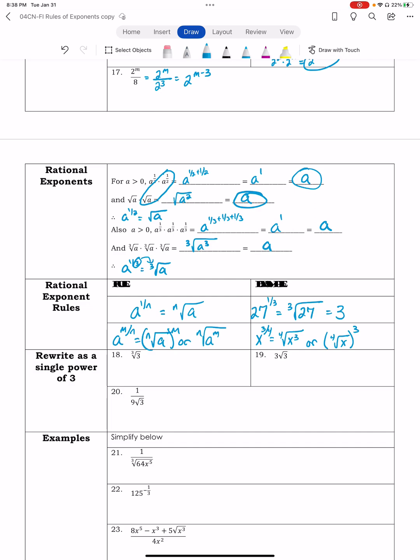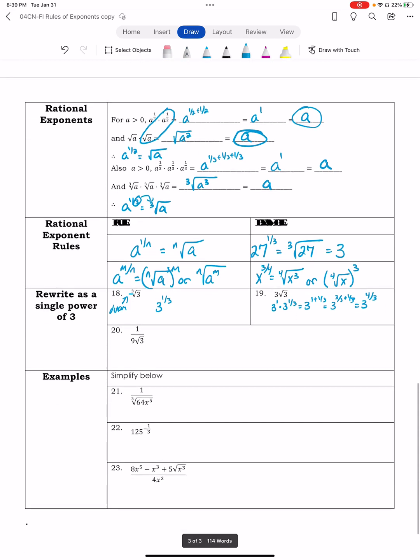So first off, we're just rewriting these as a single power of 3. I know a root is the same thing as the denominator, so this is going to be 3 to the 1/3 power. This one right here is 3 to the 1st times 3 to the 1/3 power, which is 3 to the 1 plus 1/3 power, which is 3 to the 3/3 plus 1/3, which is going to be 3 to the 4/3 power. Okay, and all this was asking for is write it as a single power of 3.